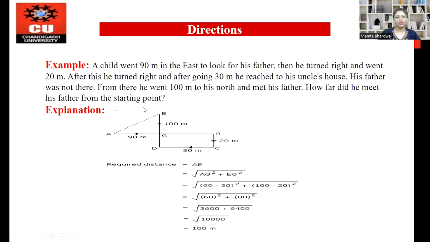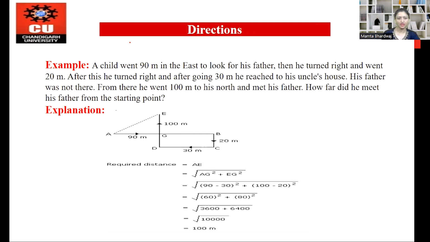A child went 90 meters east to look for his father. Then he turned right and went 20 meters. After this, he turned right, and after going 30 meters, he reached his uncle's house. His father was not there. From there, he went 100 meters north and met his father. How far was he from the starting point when he met his father?